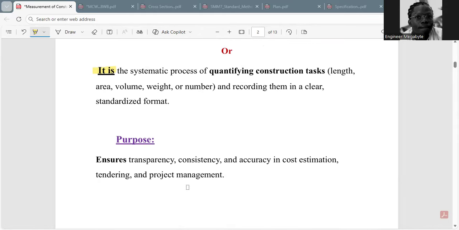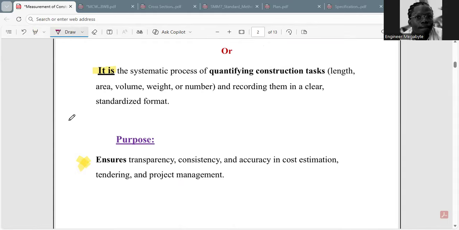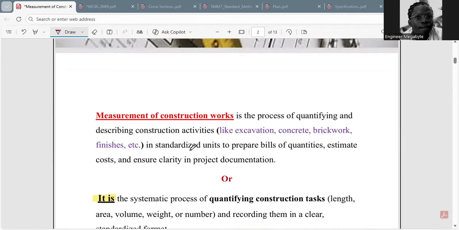Okay. The purpose of measurement of construction work is to ensure transparency, consistency, accuracy in cost estimation, and also tendering and what? Project management. How did I say measurement of construction work is?